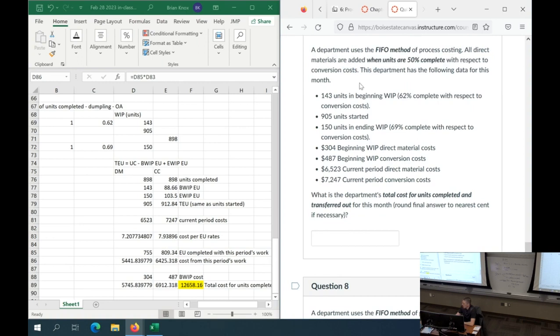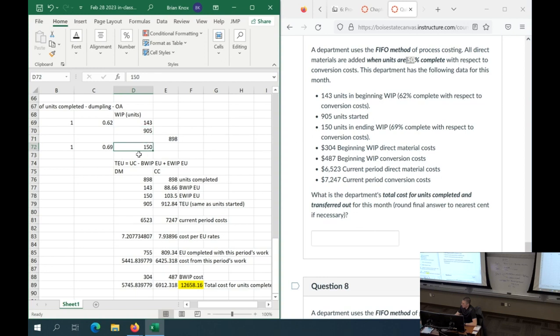And if you ignored that, you may still have gotten it right because it looks like beginning WIP and ending WIP are both past that threshold. So if you ignored that and just went with, like, if your pre-programming was always to assume direct materials are 100% complete, you by luck would have gotten this part right too. So we have 143 units in beginning WIP, 62% complete with respect to conversion costs, which means that they're past the 50% threshold. So they're 100% complete with respect to direct materials, which is what this 1 over here represents, 1 for 100%. We started 905 units.